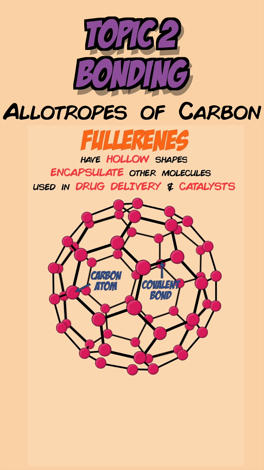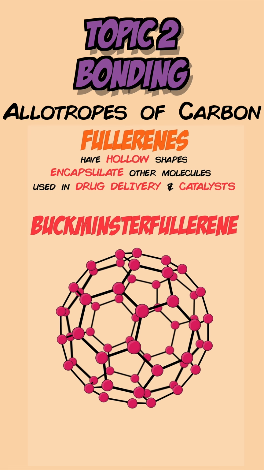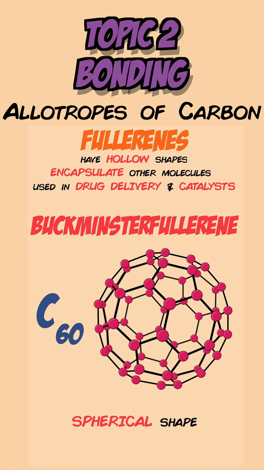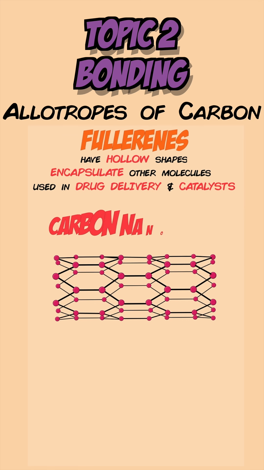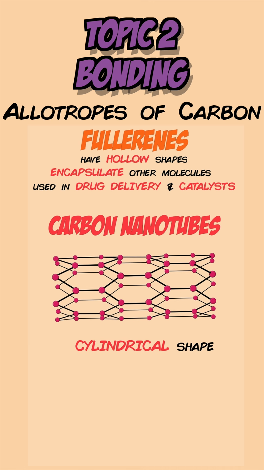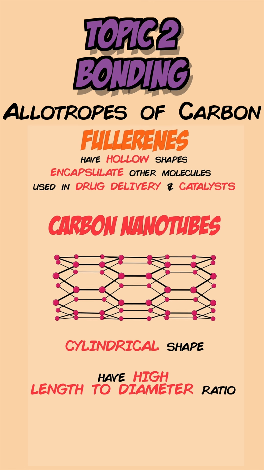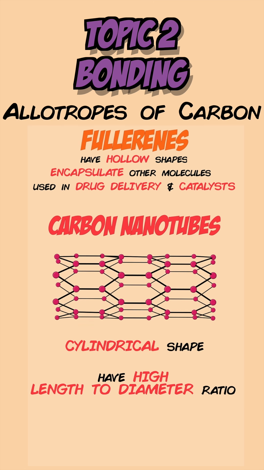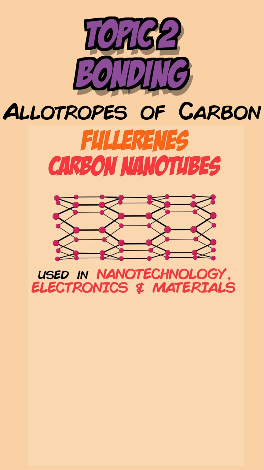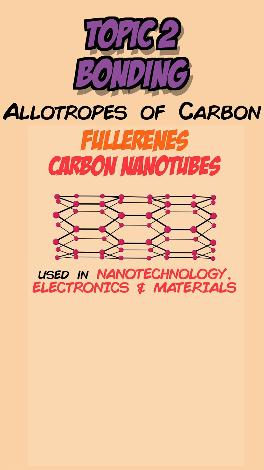One example of a fullerene is Buckminster fullerene. This is a fullerene in the shape of a sphere with a formula of C60. Another example of a fullerene are carbon nanotubes. These are cylindrical fullerenes with high length to diameter ratios. Their properties make them useful for nanotechnology, electronics and materials.